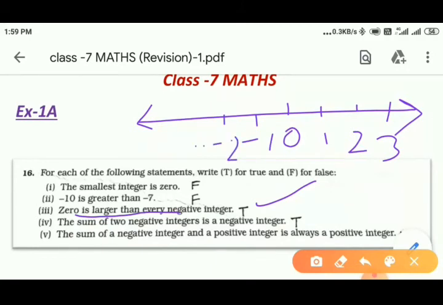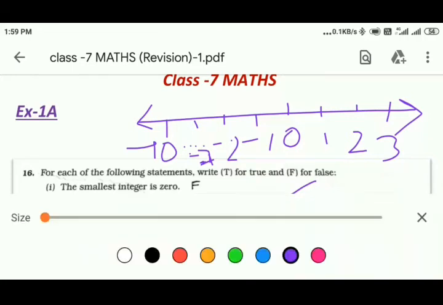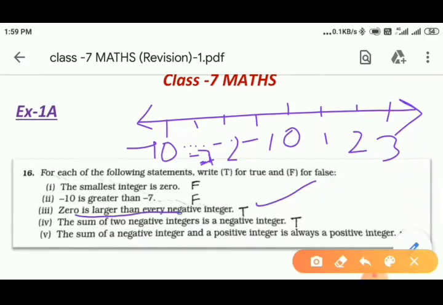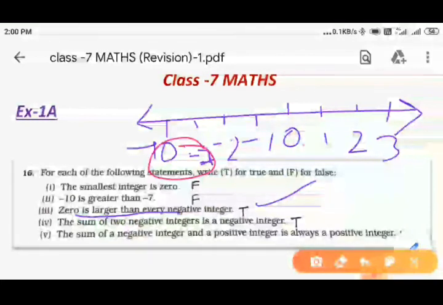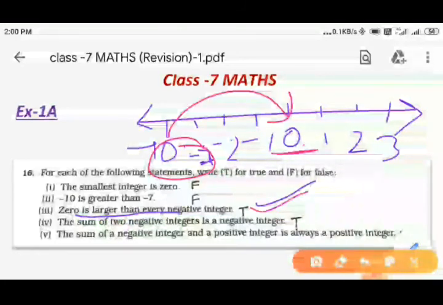Now in this, if we see, there will be minus 10 there, and in between minus 7 will be there. So which one is bigger? The one on the right hand side. So you can see minus 7 is right of minus 10. Am I correct? Yes. So you can see this minus 7 is bigger. That's why the second statement is false. And the third one, 0 is larger because 0 is on the right hand side of every negative integer. That's why this statement is true.